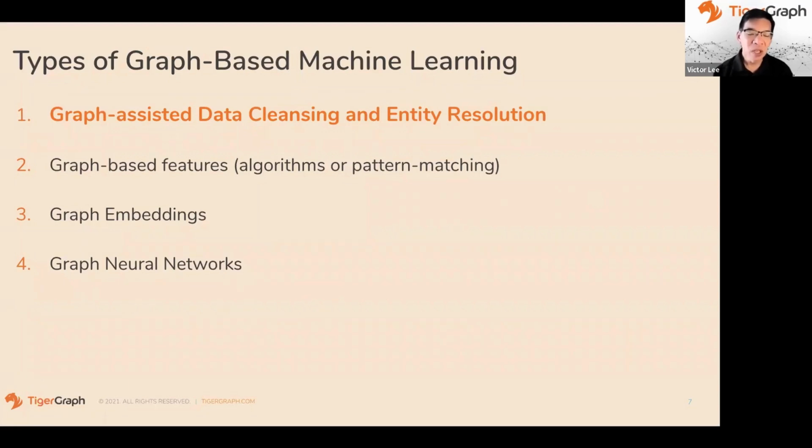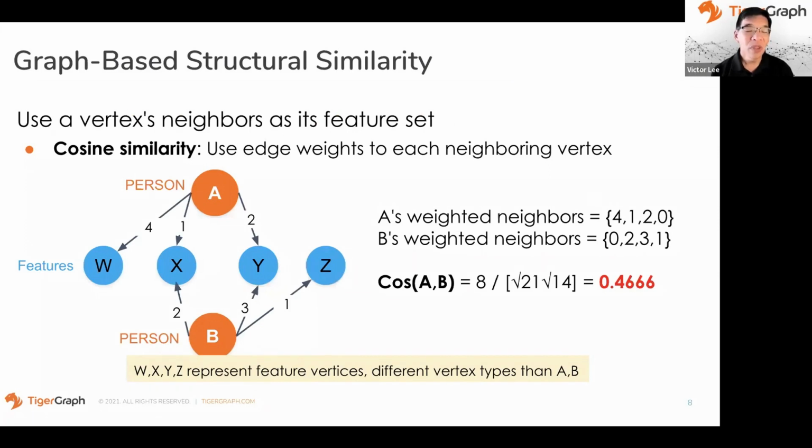So then looking at that pipeline, we saw about 4 stages where graph can contribute. So we're going to talk about each of those phases. The first being graph-assisted data cleansing and entity resolution. So one thing that graphs are really good at is identifying how things can be similar. And in this sense, let's talk about this.